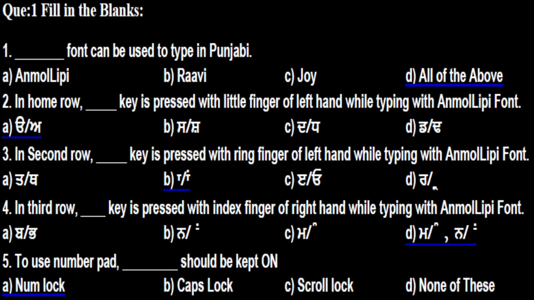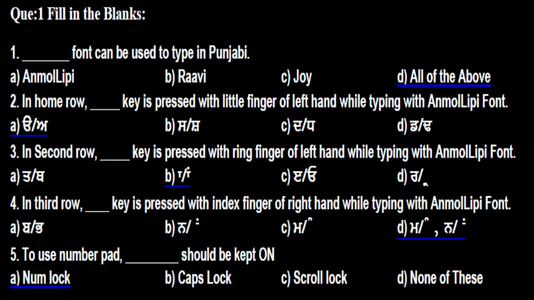Third blank. In second row, dash key is pressed with ring finger of left hand while typing Anmol Lipi font. This is our ring finger. With the help of this, we have to choose any one option. So options are A, Tatta oblique Thatha, B, Kanna oblique Kanne par Bindi, C, Ed oblique Uda, D, Rara oblique Per che Rara. So our right answer is B. With the ring finger of left hand, we press Kanna oblique Kanne par Bindi.